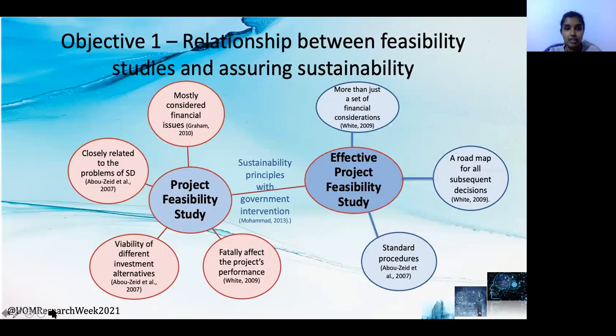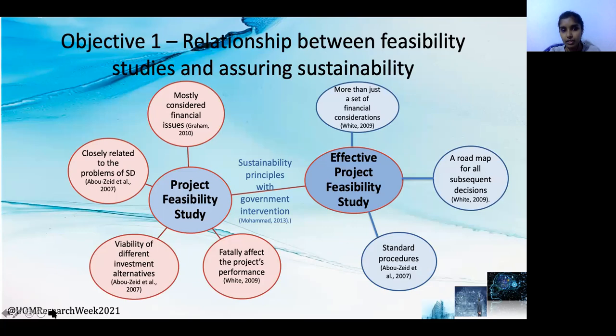So, the findings. The first finding is for objective one: the relationship between the feasibility study and assuring of sustainability, which is mainly covered by the literature review. The project feasibility study is an appraisal technique to check the viability of different investment alternatives. However, an error at this stage will fatally affect the project performance and is closely related to problems of sustainable development.